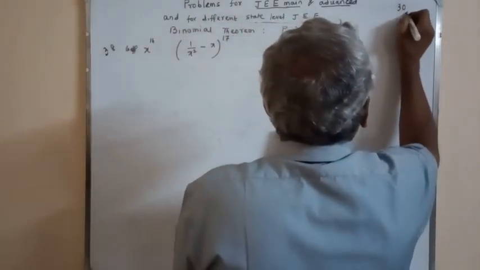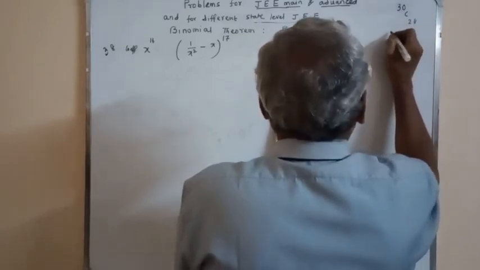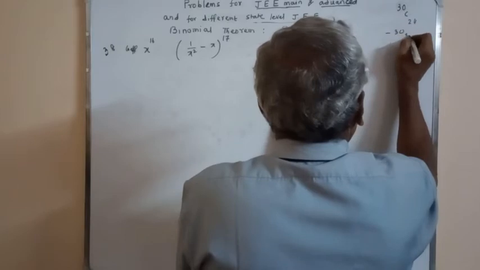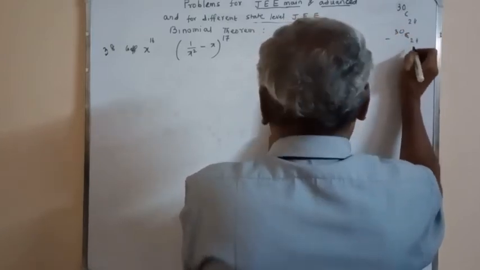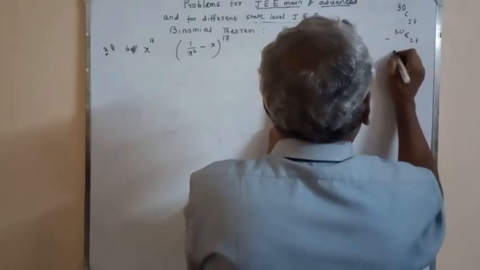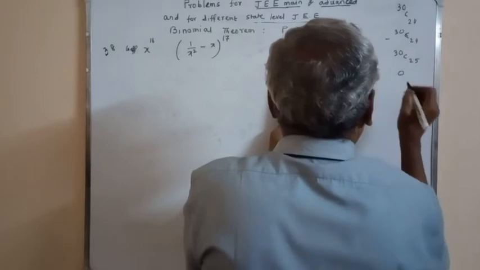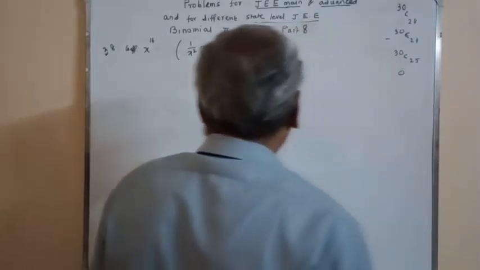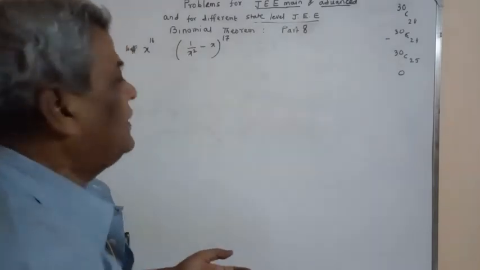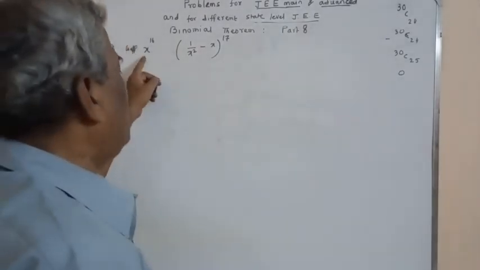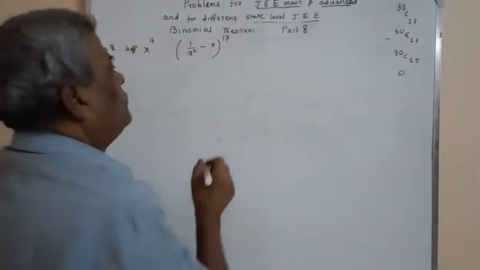Options: 30C24, -30C24, 30C25, and the last option is 0. The problem is very simple. We have to find the coefficient of x to the power 16 in that expansion.